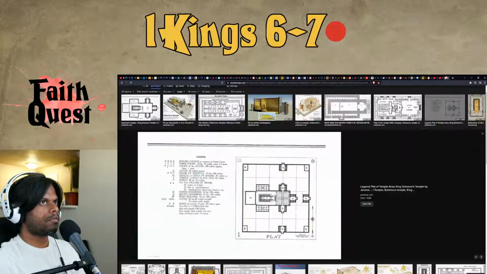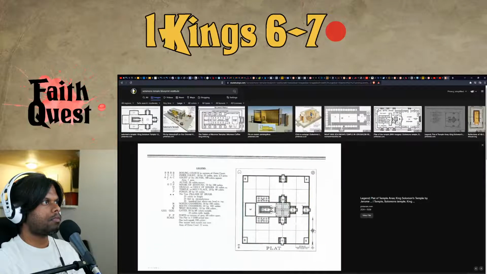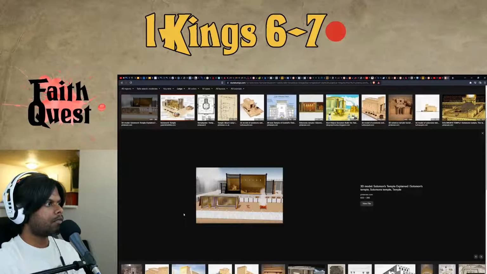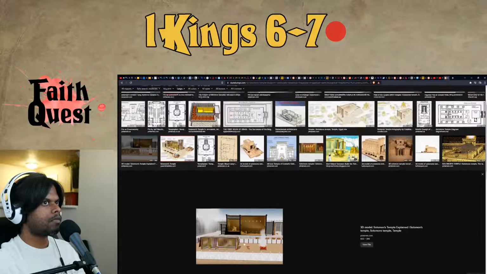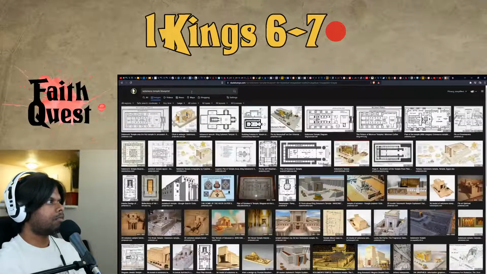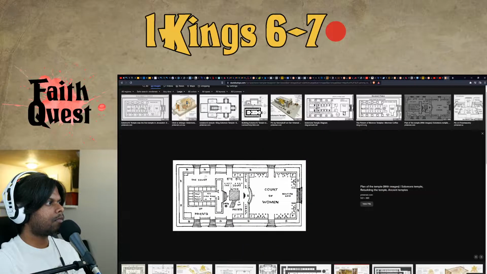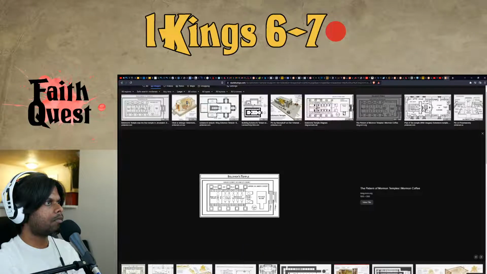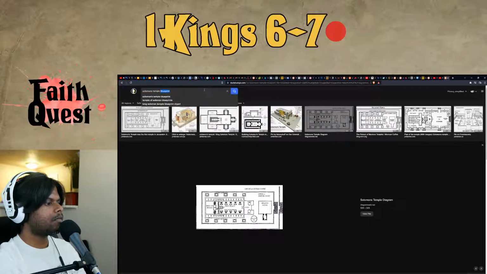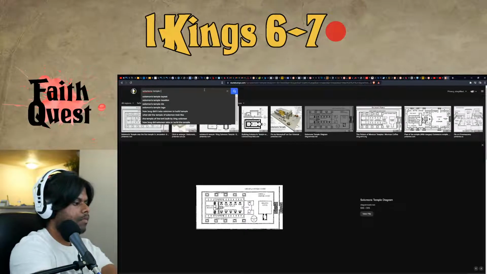Then the word of the Lord came to Solomon. Concerning this temple which you are building, if you walk in my statutes, execute my judgments, keep all my commandments, and walk in them, then I will perform my word with you, which I spoke to your father David. And I will dwell among the children of Israel, and will not forsake my people Israel. So Solomon built the temple and finished it.